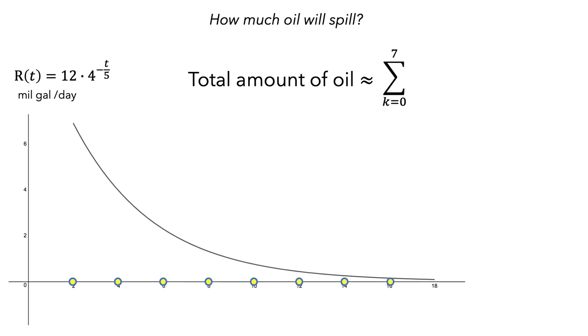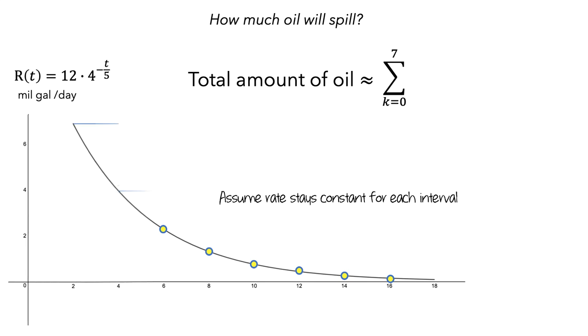Then, we need to find the rate of oil accumulation. We can take these rates from the start of each interval, and then what we do is assume that the rate stays constant for each interval, which will make our graph look like this. And then we know that we're using the rate of accumulation at the start of each interval. So to find the amount of oil that spills in each interval, we multiply the rate of accumulation in each interval by the amount of change in time of the interval.